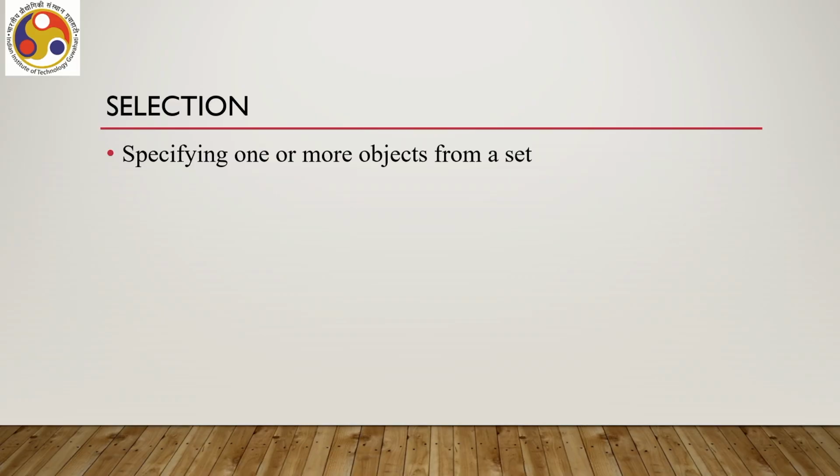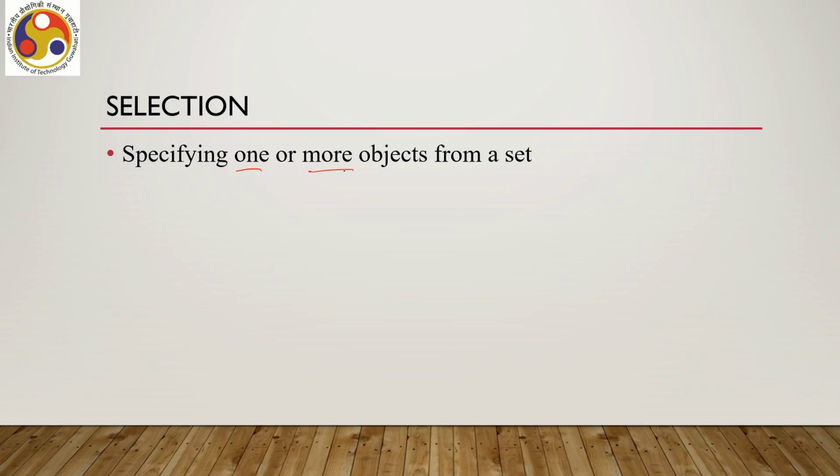For each of these interactions, we have separate type of interaction techniques. So, let us discuss them separately. Let us start with object selection techniques. Now, when we talk of selection, it essentially refers to selection of or specifying of one or more than one objects from a set of objects, typically the set of virtual objects that are part of the virtual world.